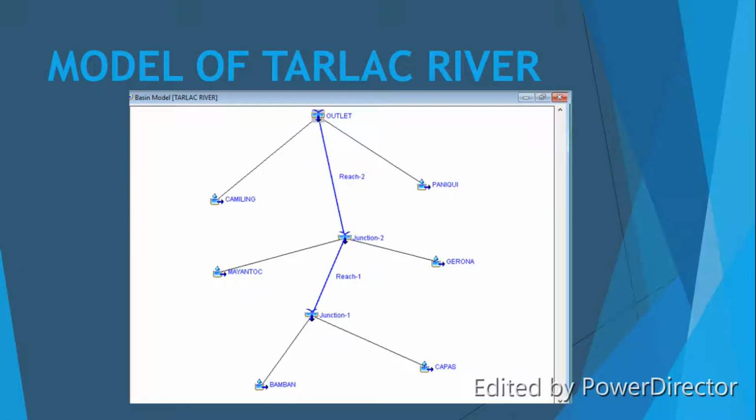This is the model of Tarlac River, plotted using the HEC-HMS software. As you can see, we have 6 subbasins, namely Kamiling, Mayantok, Bamban, Capas, Herona, and Paniki. We also have 2 junctions, an outlet, and 2 reaches. Bamban and Capas are connected on junction 1, while Mayantok and Herona are connected on junction 2, and Kamiling and Paniki are connected to the outlet.